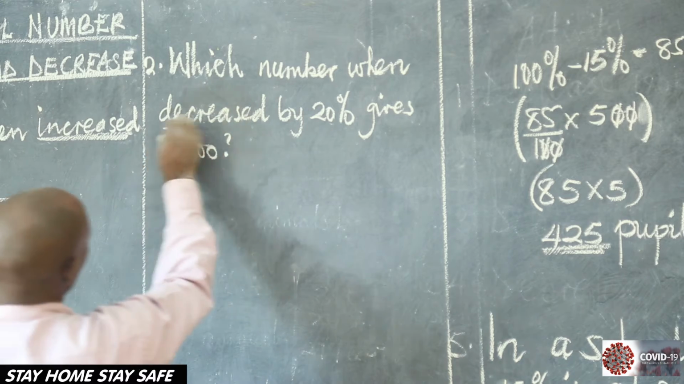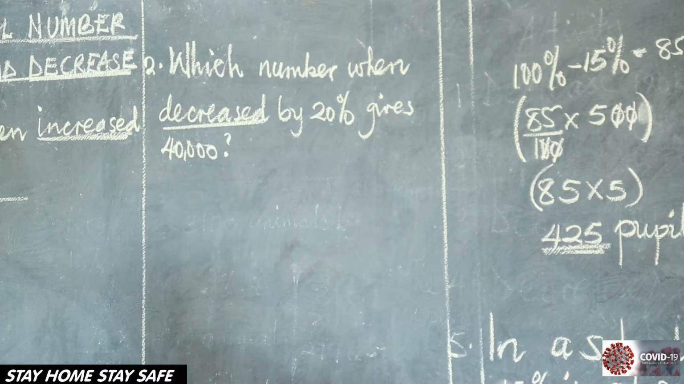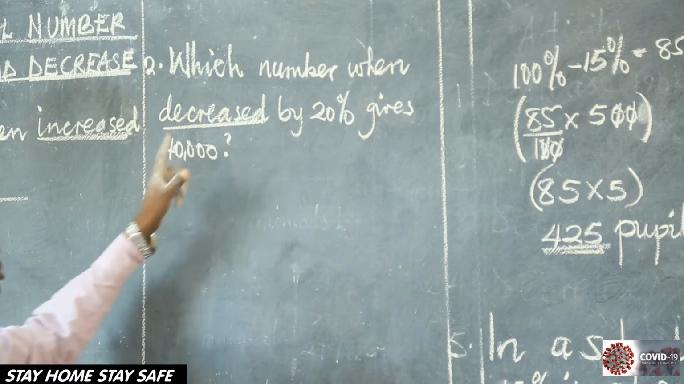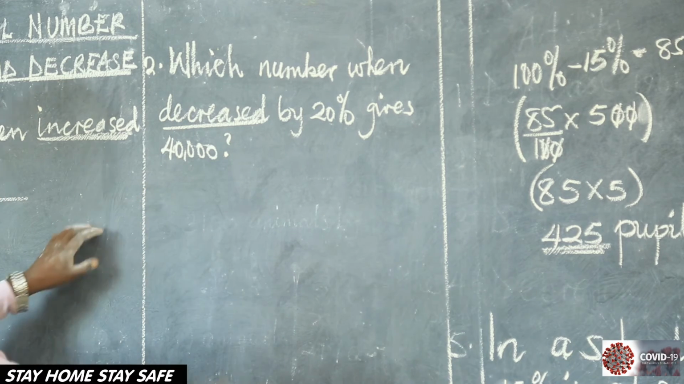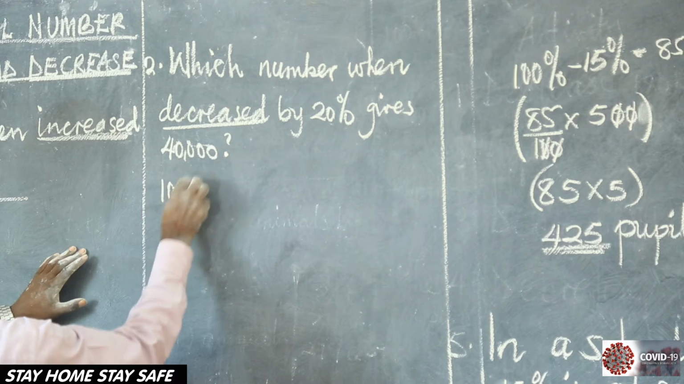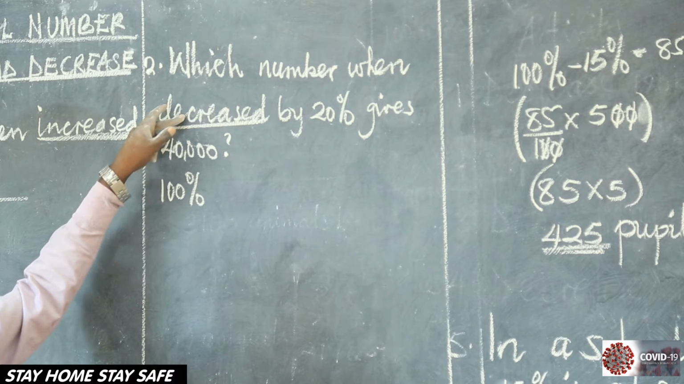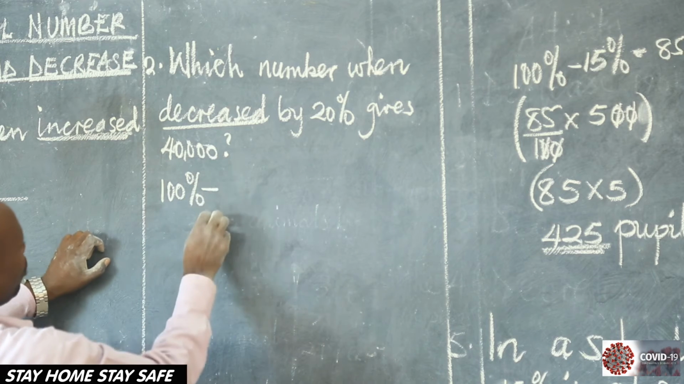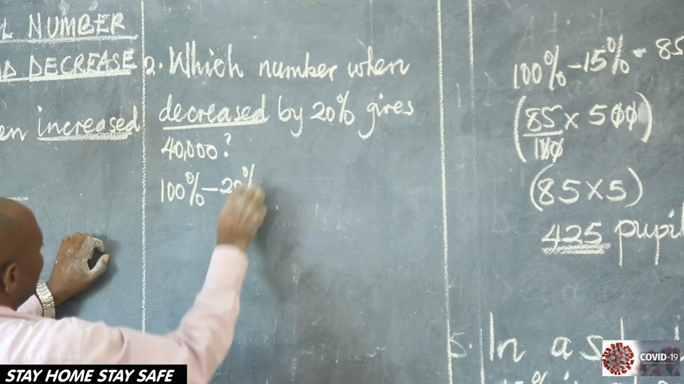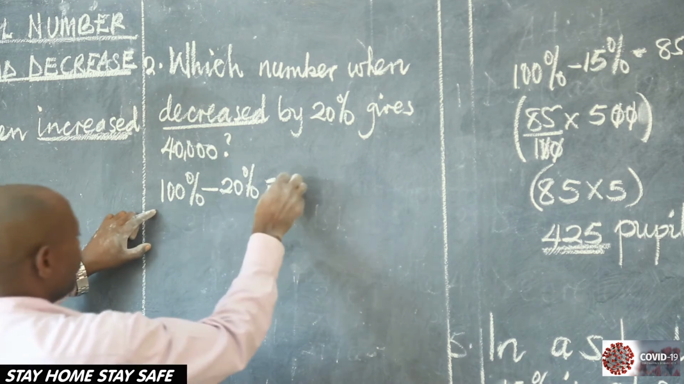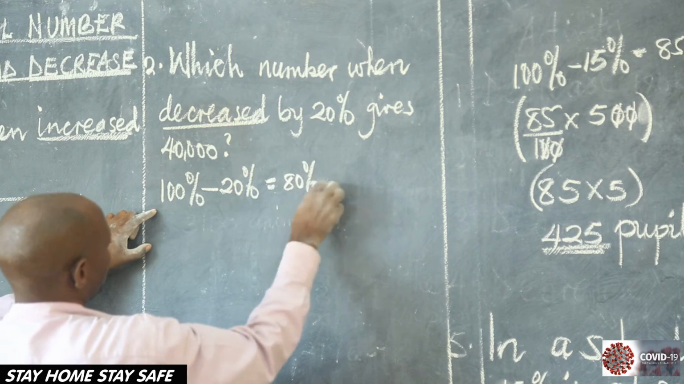Mark the word decreased. Which number, when decreased by 20%, gives 40,000? So the original percentage is 100, and we are talking about decreasing, so you take away the percentage given. And this is going to give you 80%.